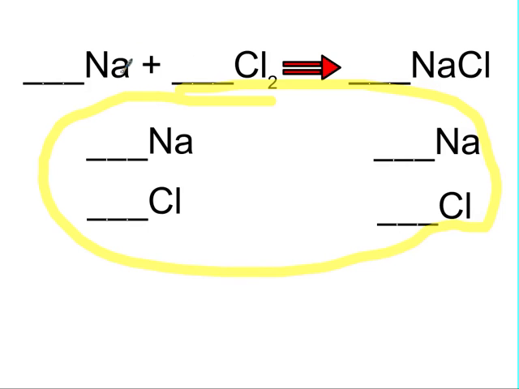So the first thing I need to do is take inventory of how much I have on both sides. So you'll notice no coefficient, no subscript on Na. So I only have one Na. But right here, I have no coefficient, but I do have a subscript of 2.